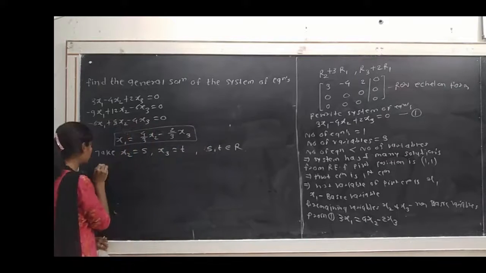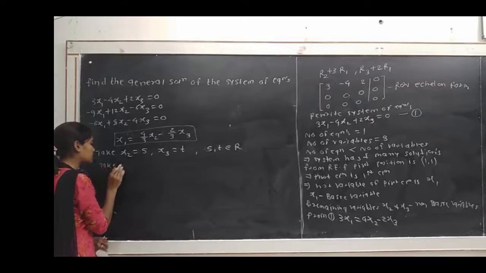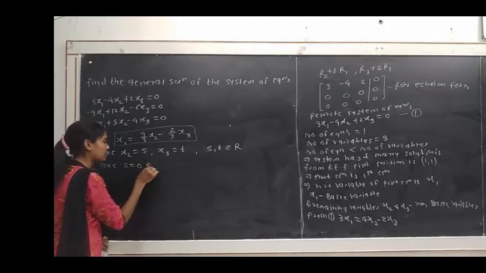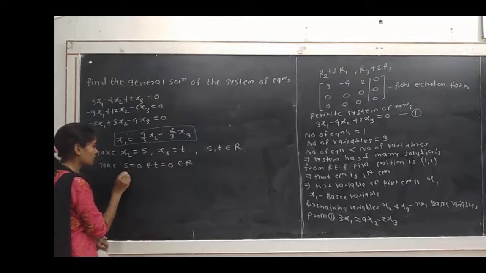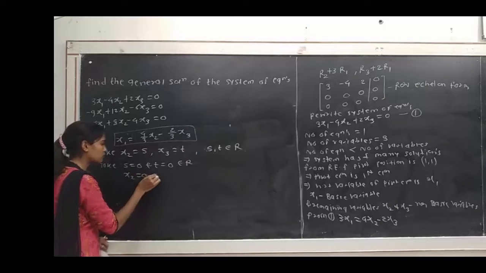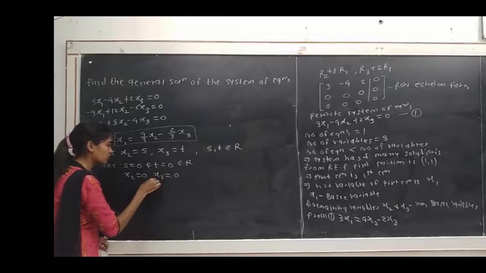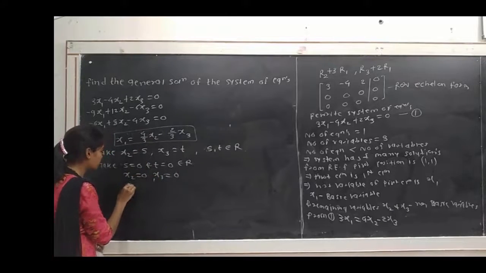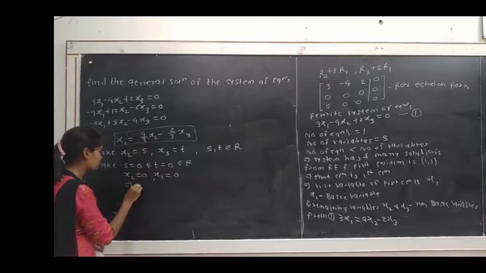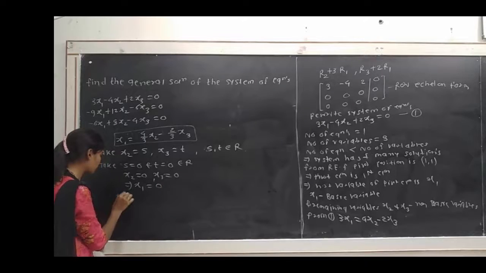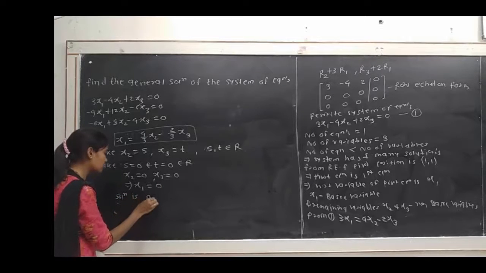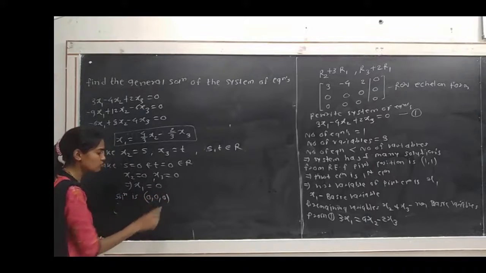So if we take s is equal to 0 and t is equal to 0, belonging to R, then the value of x2 will be 0 and x3 will be 0. By putting these in this equation, we get x1 is also 0. So the solution is (0, 0, 0), which is one solution.